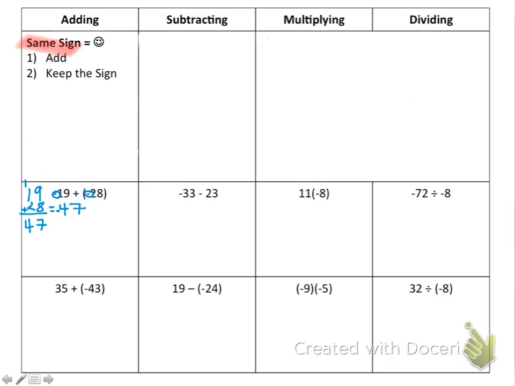What if our signs aren't the same? If there's different signs, it's like they're at war. They're very unhappy with each other. We need to see who's going to win. So we're going to subtract our bigger number minus our smaller number. So if we look in our table, here they're different signs. Our 35 is positive and our 43 is negative. So we're going to subtract the bigger number minus the smaller number.